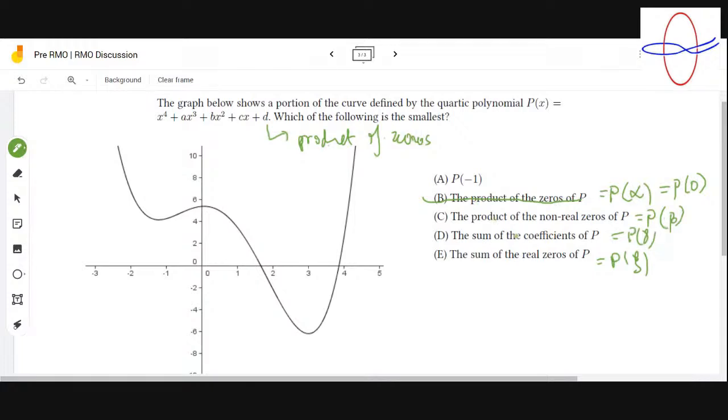Now let's do the sum of the coefficients of P. What is the sum of the coefficients of P? It's P of 1, right? Now P of 1 is less than P of -1. So therefore P of -1 cancels. This remains the smallest now. And the sum of the real roots of P. Can someone tell me how we can find the sum of the real roots of P?